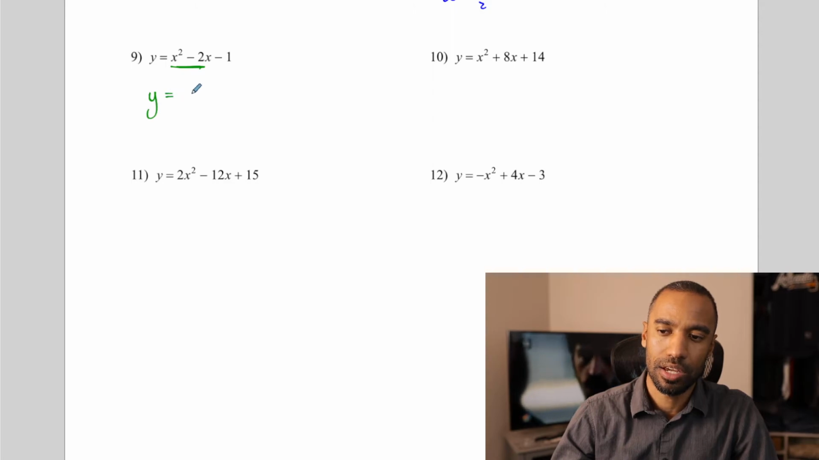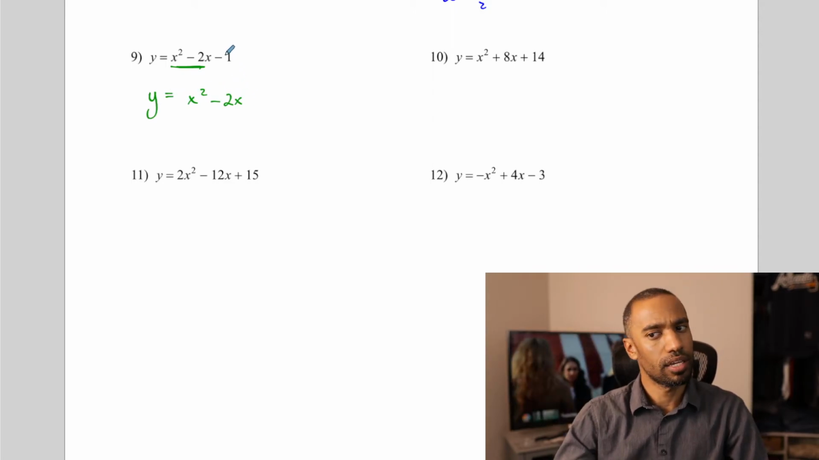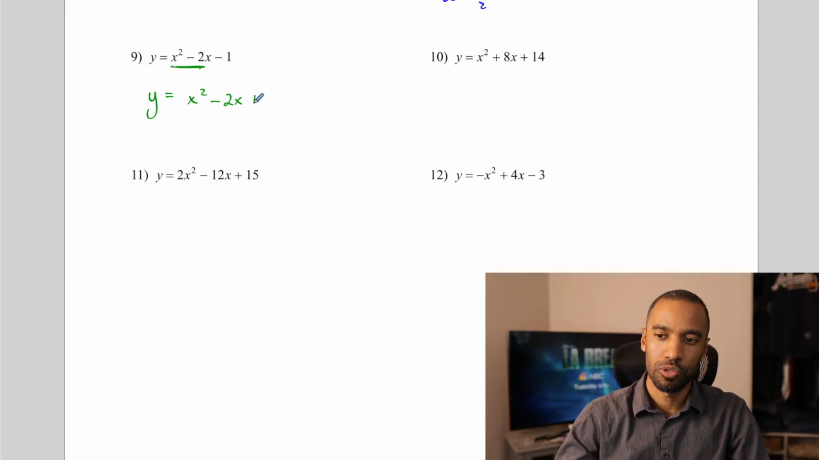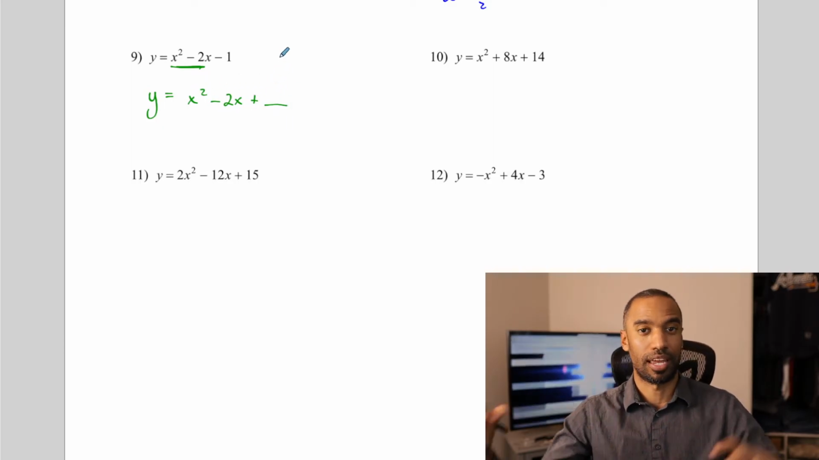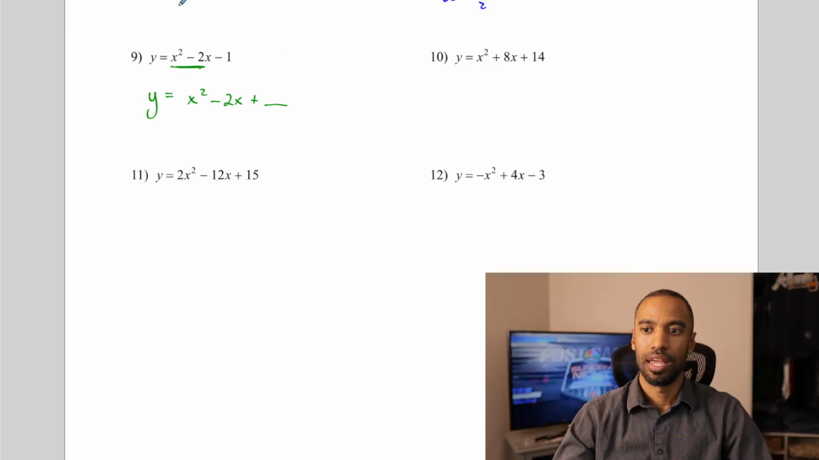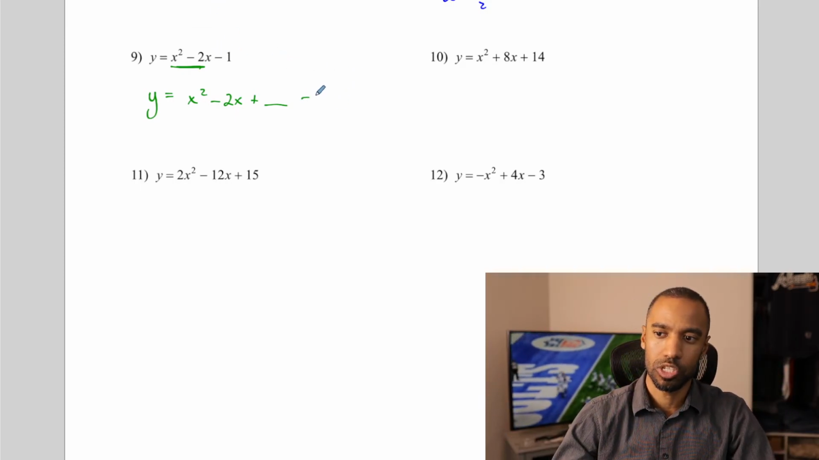I have y equals x squared minus 2x. And the minus 1, you know, it almost is the perfect square trinomial, but it's not. I've got to find a new term that's going to go here to add in, because this is going to be the perfect square trinomial that I get to factor down. Now, the minus 1 is still here, right? The minus 1 is still here.